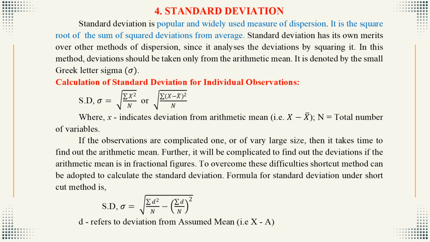In the direct method, the deviation should be taken from the arithmetic mean. If so happen the arithmetic mean is in fractional value, then the difference will also be fraction, and the square value will be fraction. So in order to avoid that only, this kind of method we are going to adopt.